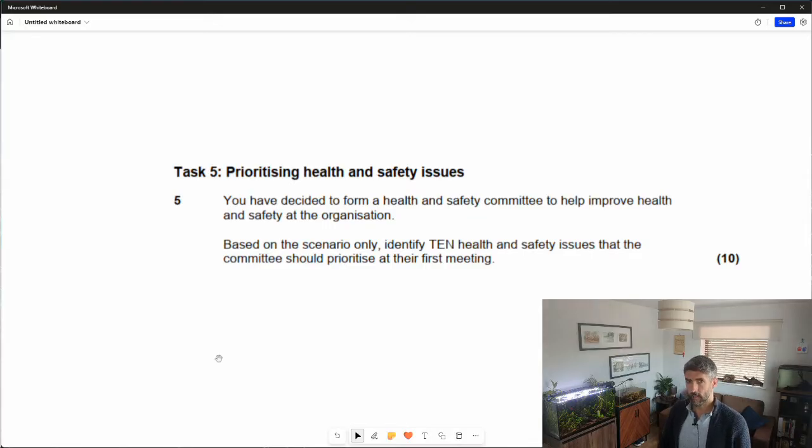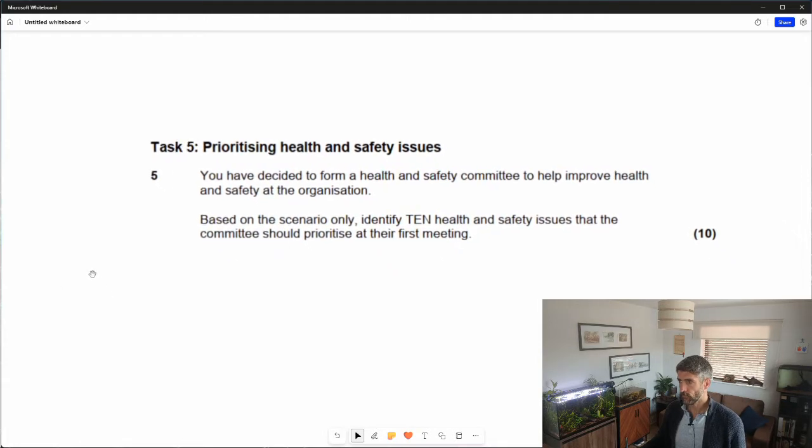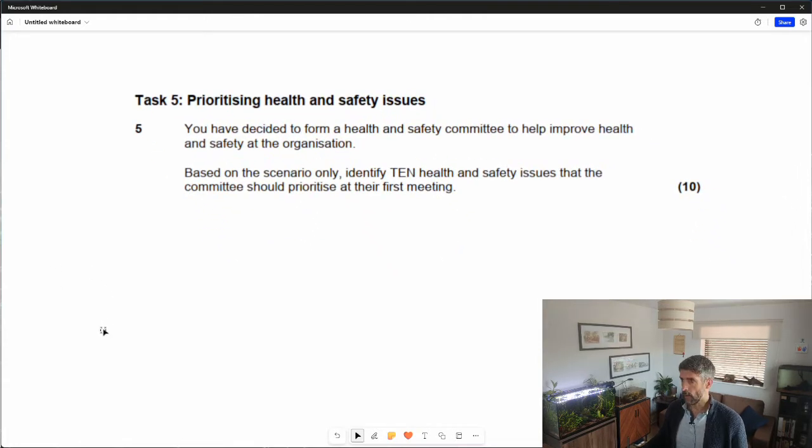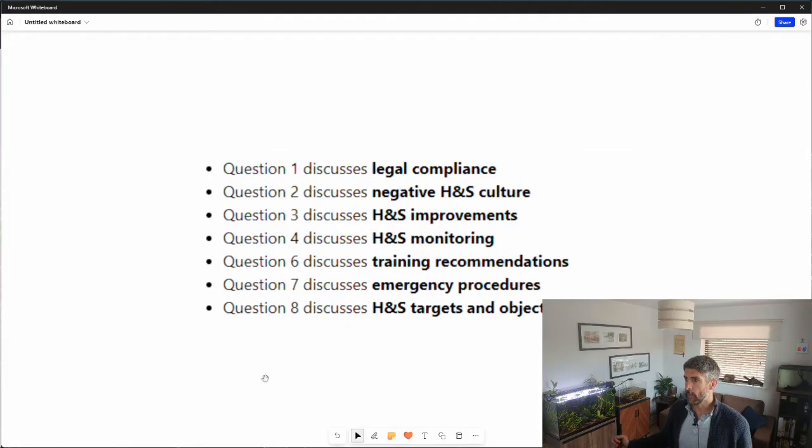Now, with this, what you can do is actually look at the other questions that are in the paper. If I put those up here, in this paper, question 1 deals with legal compliance. Negative health and safety culture is covered in question 2. Question 3, health and safety improvements. Health and safety monitoring in question 4. Question 6 is all about training. Question 7 is emergency procedures. Question 8 is health and safety targets and objectives.